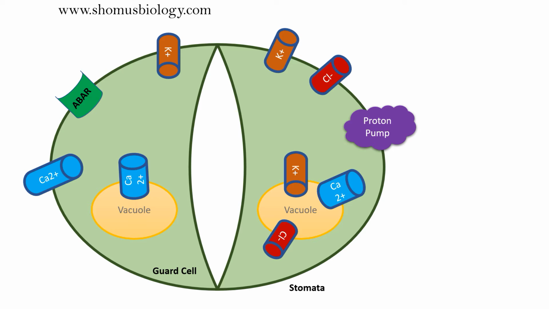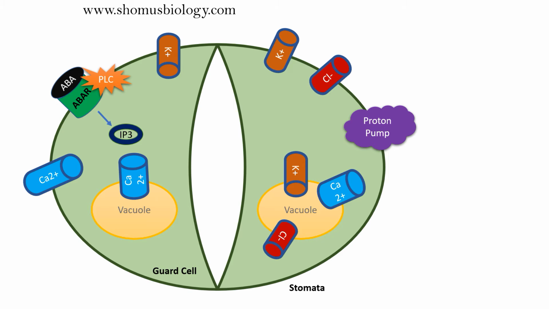And the signaling begins when there is a ligand. In this case, the abscisic acid acts as a ligand, and will bind to the abscisic acid receptor or ABAR. And due to this interaction, there is a cell membrane associated component known as phospholipase C that produces inositol trisphosphate or IP3. This IP3 can easily go and interact with the calcium channels in the vacuole and allow the calcium to be transported from the vacuole into the guard cell cytosol. As a result, what we see is a calcium influx. This is the primary calcium influx.